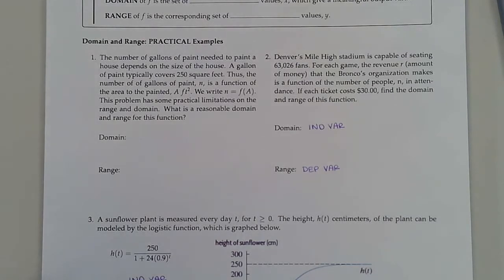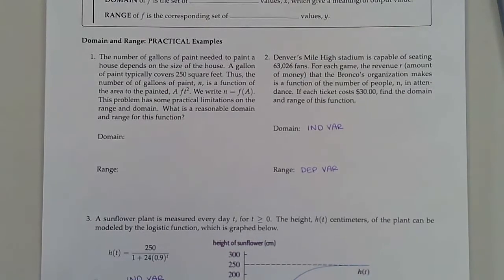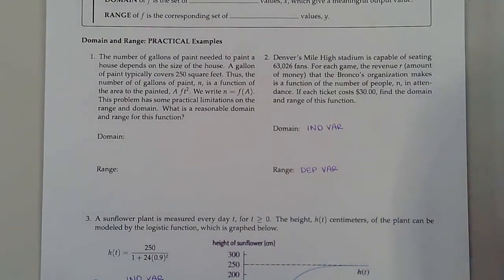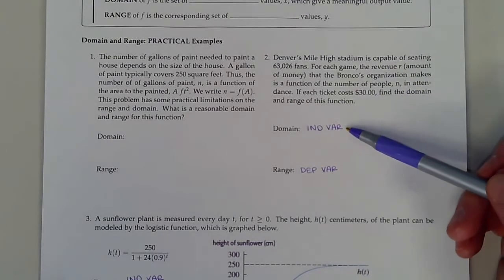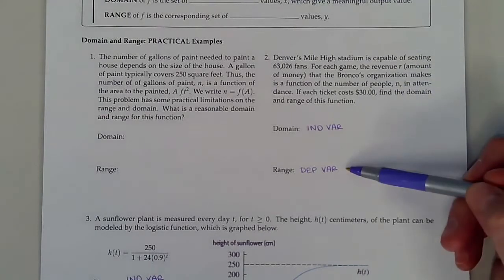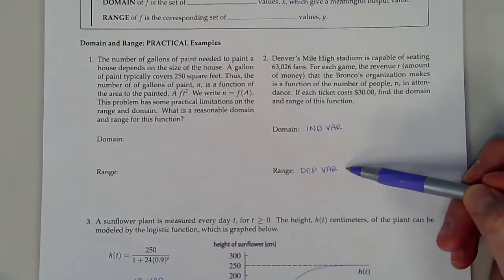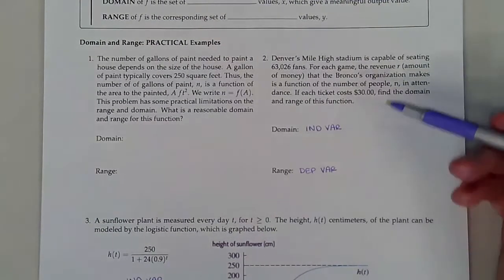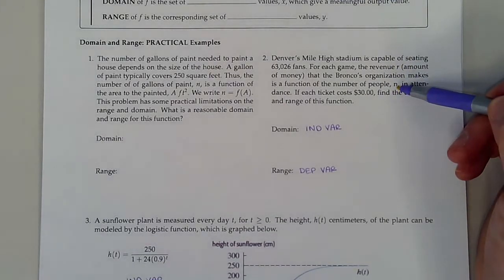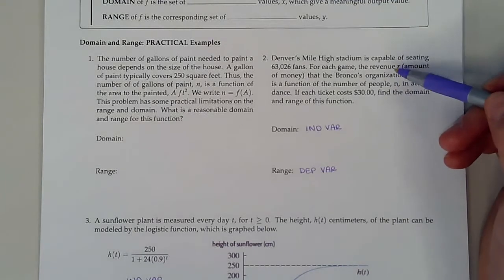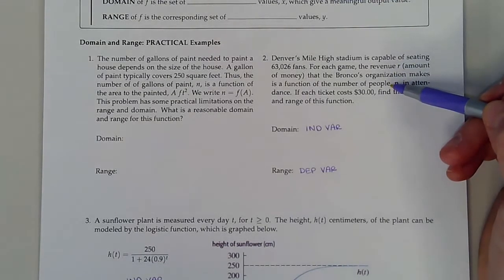All right, so let's start by identifying the independent and dependent variables. The reason we want to do that is that the domain is looking at all the possible values of the independent variable, and the range is looking at all the possible values of the dependent variable. So the problem says that the revenue is a function of the number of people. In other words, the revenue depends on the number of people.